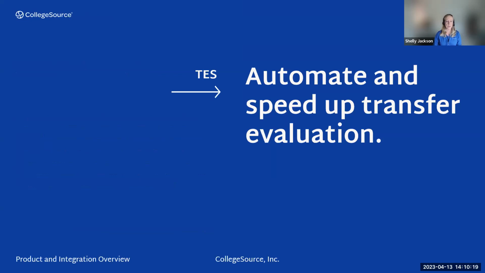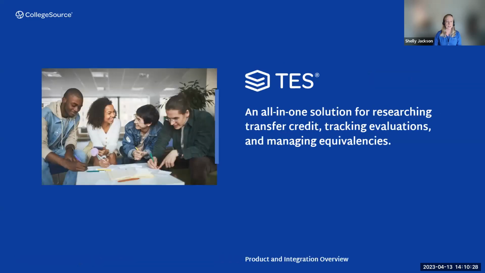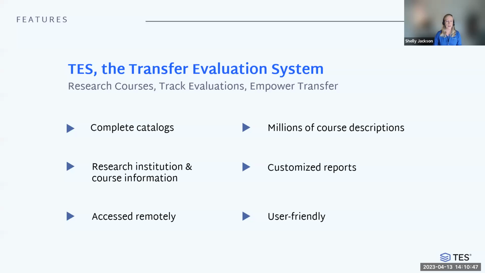Now we're going to also look at TES, the Transfer Evaluation System, which really gives transfer credit evaluators a way to speed up their process. It's an all-in-one solution so that you can look at the institution information, the course descriptions, side-by-side view of a transfer course and your course. You no longer would need to go to an institution's website to locate their catalog and then locate the information you're looking at. So within TES, we have complete catalogs.